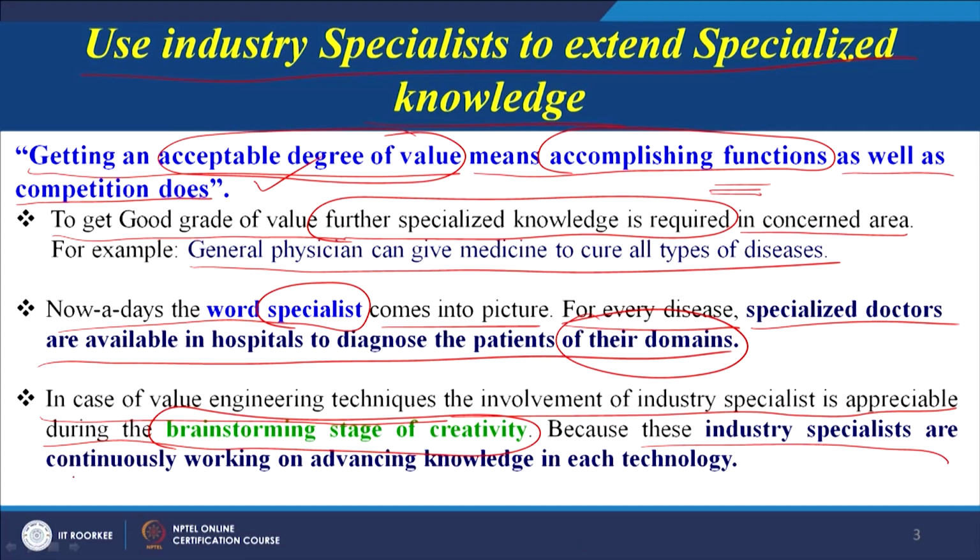Why should we make use of the specialist? Because these industry specialists are continuously working on advancing knowledge on each technology. They are the people who know the latest technological advancements in that particular area in which you want to develop your product. It can range from communication devices to laptops or other electronic gadgets like LED screens, or development of a camera which is recording this session. So, there are specialists who have advanced knowledge of a particular area, and as a value engineer we must take such specialists into our team for development of the products.